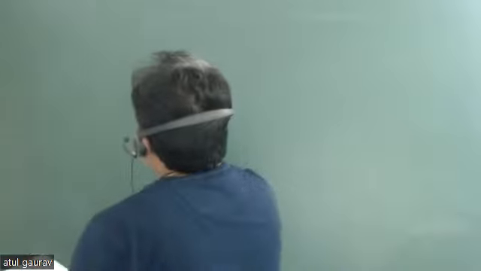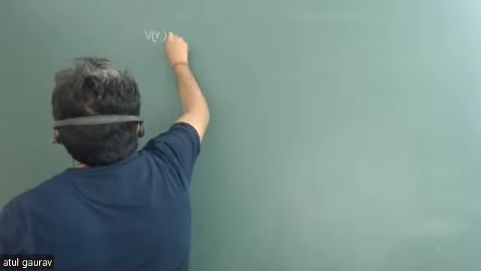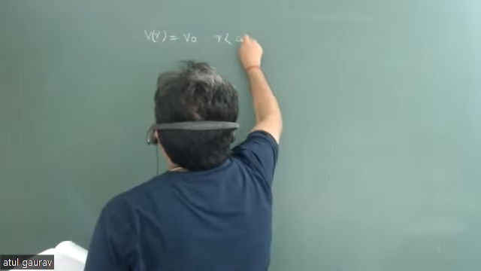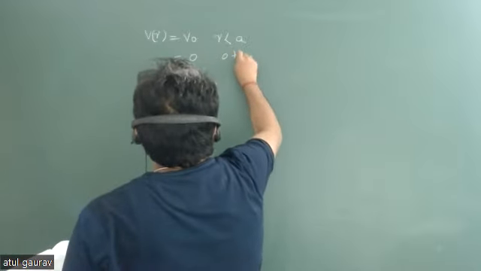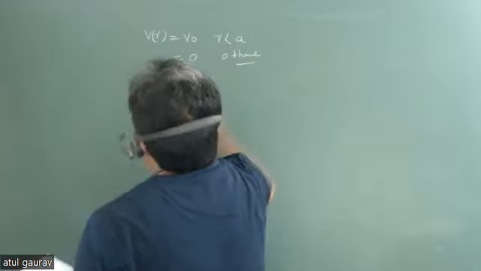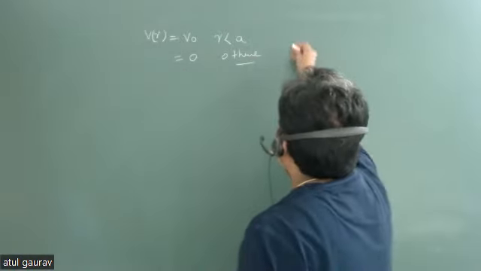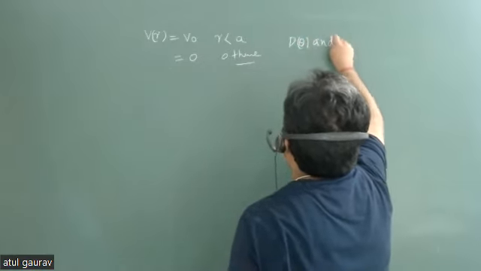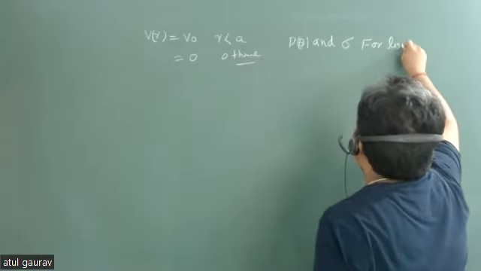And this is given by, so your potential is, this is some sort of soft sphere. V(r) is equal to V naught, where r is less than a, and is equal to 0 otherwise. So this is your soft sphere. Okay. So what we have to do, we have to find d sigma by d omega and sigma for low energy.